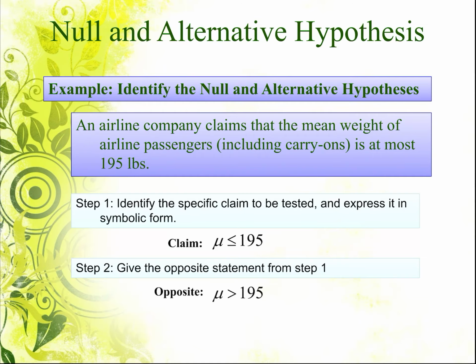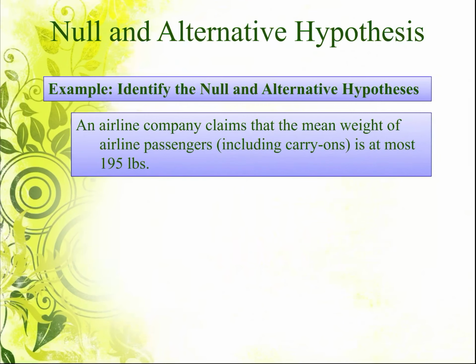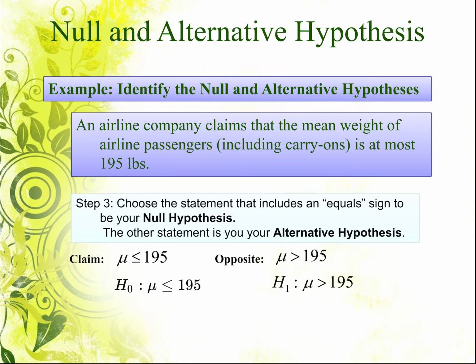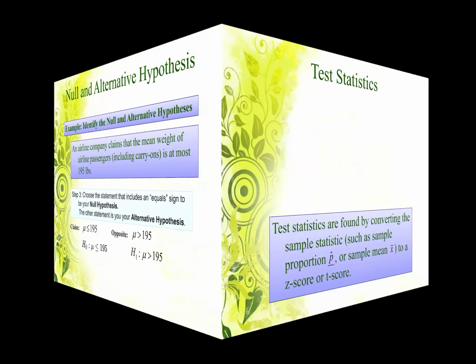So write your claim in a mathematical statement. Write the opposite of the claim in a mathematical statement. The one that has the equals to sign is going to be the null hypothesis. That was the first one. So the null hypothesis will be that the mean is less than or equal to 195, and whichever claim does not have the equals to sign will be our alternative hypothesis. Mu is greater than 195.